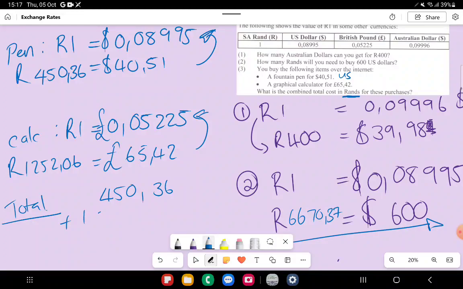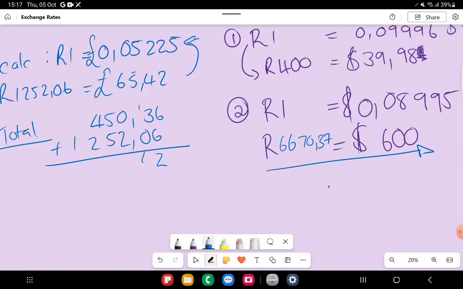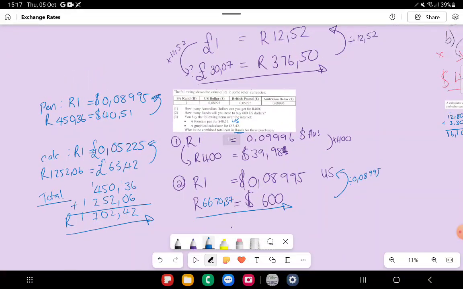So in total, I am going to say 450.36 plus 1252.06. Add those two up. That's 12 carry 1, 4, decimal comma, 2, 0 carry 1, 7, 1. So in total, it is 1,702 rand and 42 cents. So this is how we work with exchange rates.